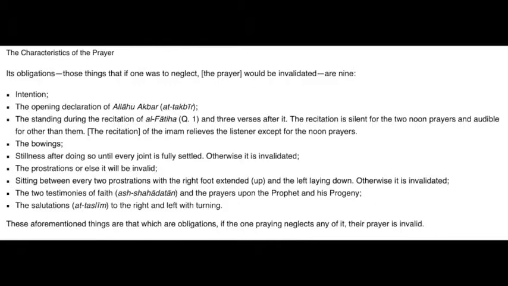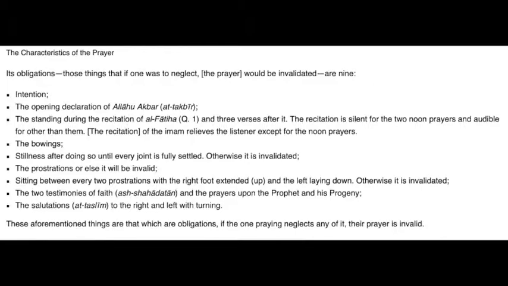It is an essential that one stands during the opening declaration unless one has a valid excuse not to stand. The only statement which is valid is Allahu Akbar. No other declaration is valid. Even if the declaration means the same, such as Allahu Kabir or Allahu Al-Azim, the prayer would still be invalidated without the words Allahu Akbar.